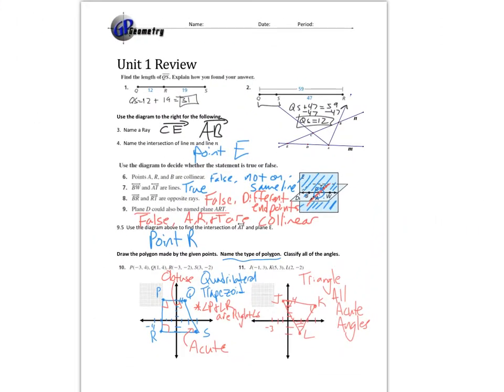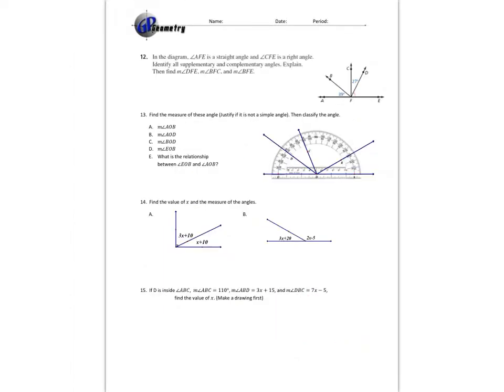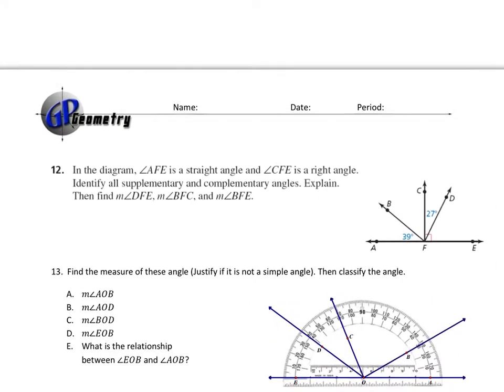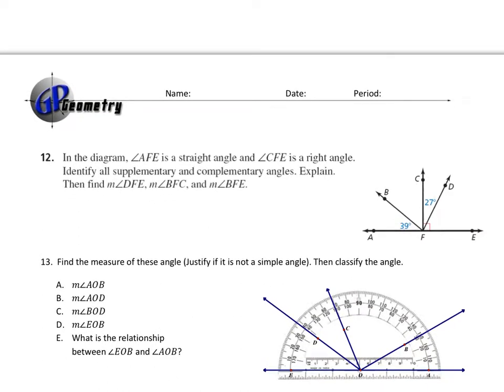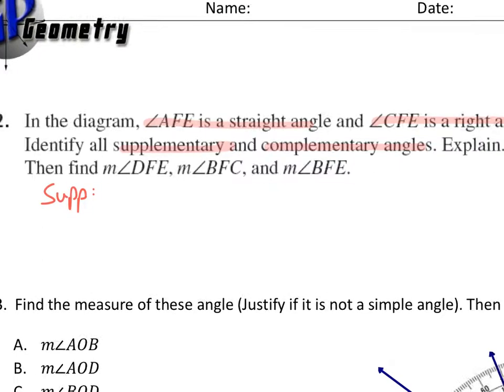Very good. So there's the first page of some basics of geometry. Let's continue on. Number 12, we know that AFE is a straight angle here. CFE is right. That's all given to us here. And we want to identify all supplementary and complementary angles. So supplementary adds up to 180.